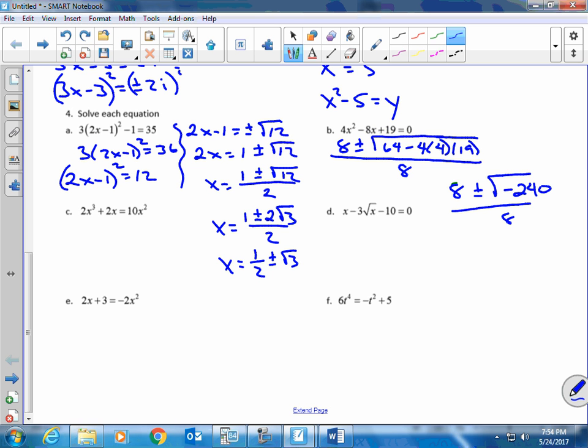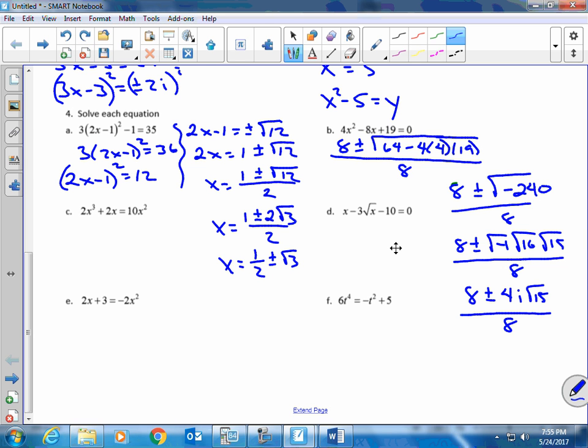What perfect square goes into 240? Well, 16 does. So I get 8 plus or minus the square root of negative 1, the square root of 16, and the square root of 15, because 16 times 15 is 240. 8 stays 8. Square root of negative 1 is i. Square root of 16 is 4, so that's 4i. That reduces down. 4 goes into all of them. That's 1i. I don't need the 1 part. So I have 2 plus or minus i square root of 15 all over 2.